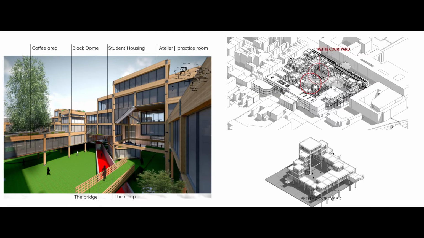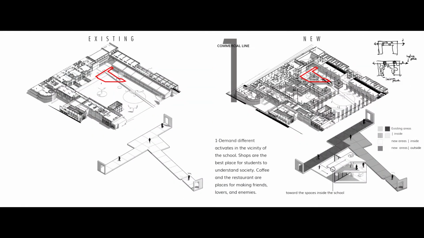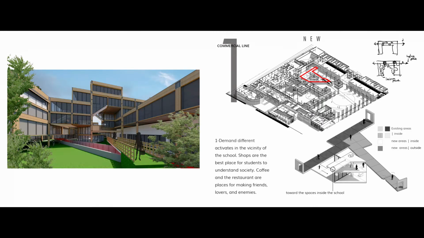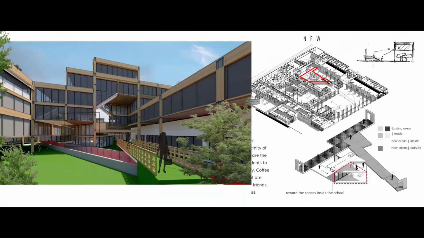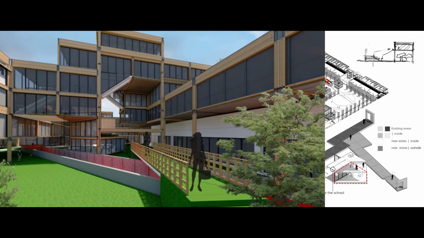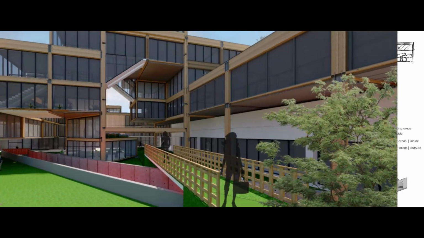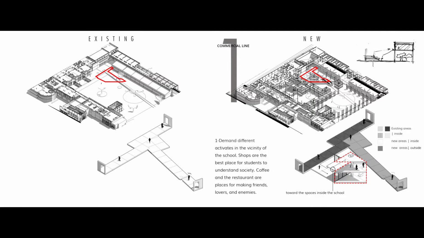And the third one, which is near student housing, is a Petite Courtyard, and it has the most condensed spaces inside itself. Well, the commercial line demands different activities in the vicinity of the school. So as you can see here in the perspective view, these triangular shops connect the area of the school to the outside world, and now there is a possibility of movement between outside and inside of the school at the same time.